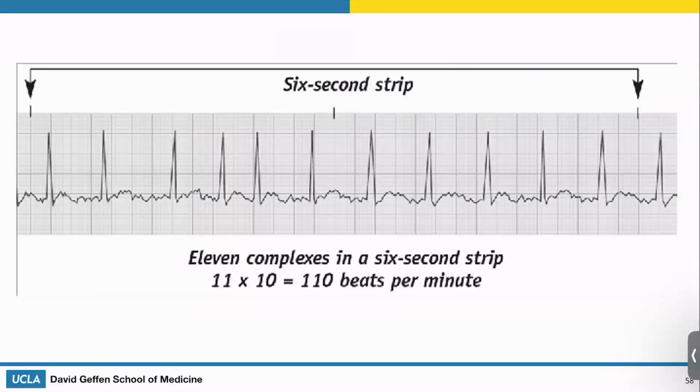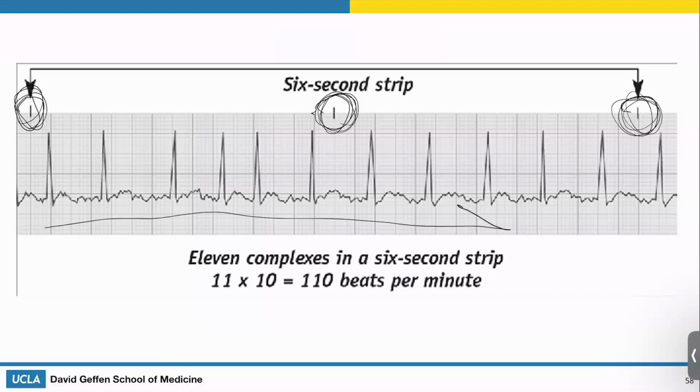This is a 6-second strip. You can know that based on these notches. If you do a simple print of the EKG machine, typically it's going to be lead 2 that you print, but this is actually representative of 3 seconds. So remember, this is time, okay? So the x-axis is time. So this is going to be 3 seconds in between here, 3 seconds here.